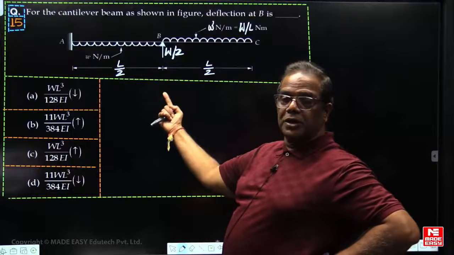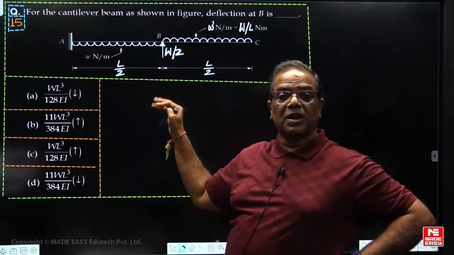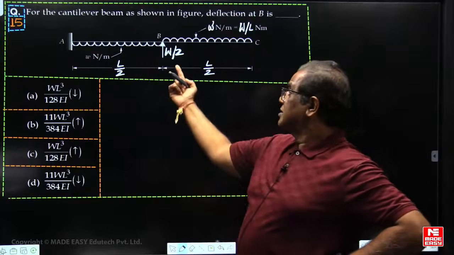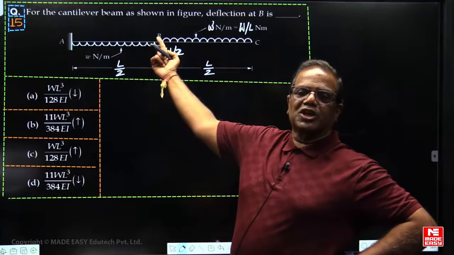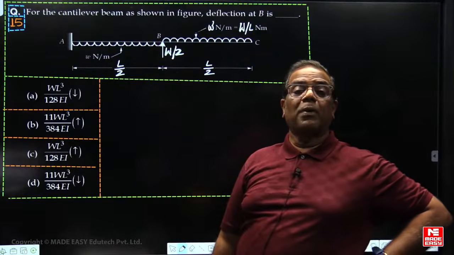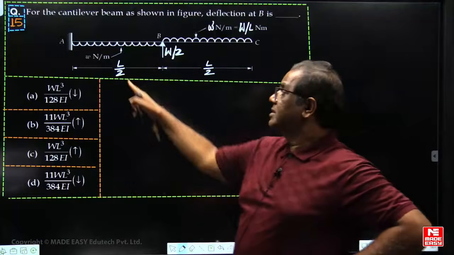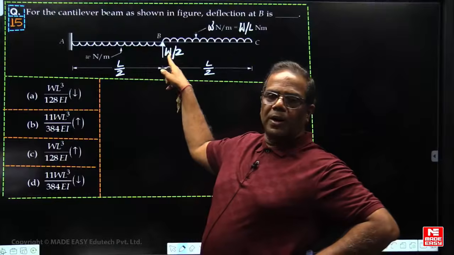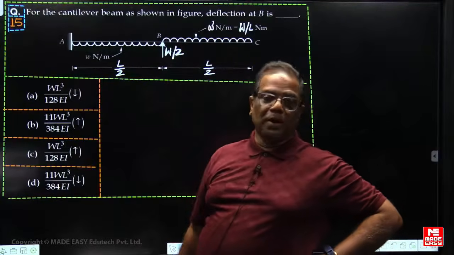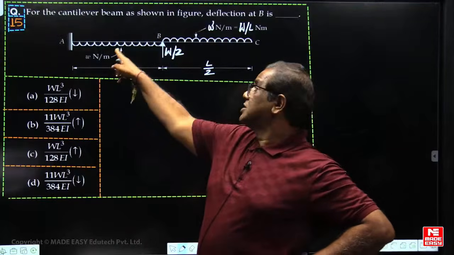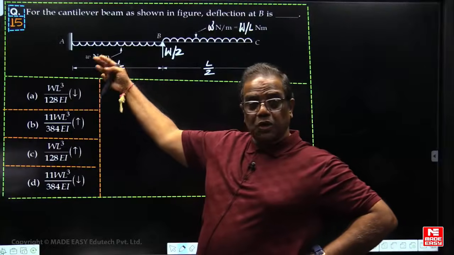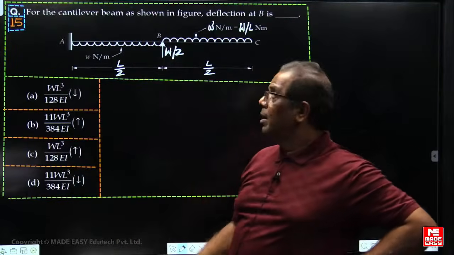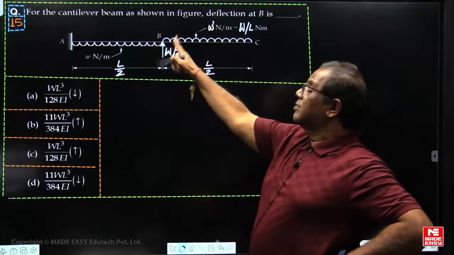Directly deflection at B. Which one is the best method? Superposition. First, due to the constant point load, what is the deflection? W L cube upon 3 EI. Next, due to the downward UDL, deflection is W L cube upon 6 EI. So deflection at B due to the downward UDL is known, due to the constant point load is also known, but we don't know the deflection due to this one at B.